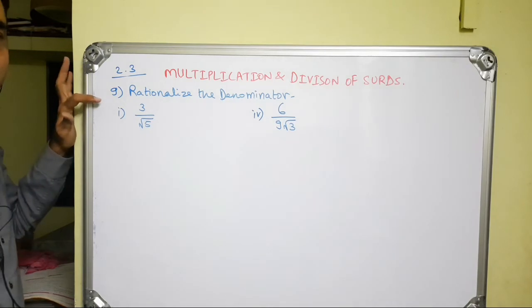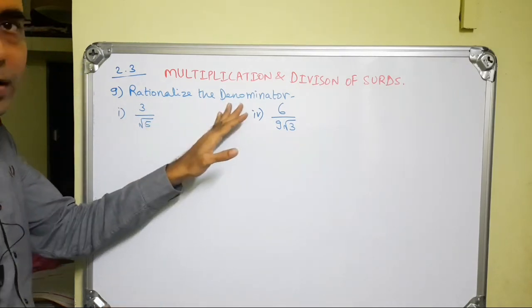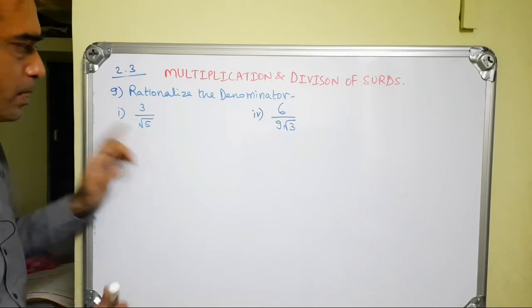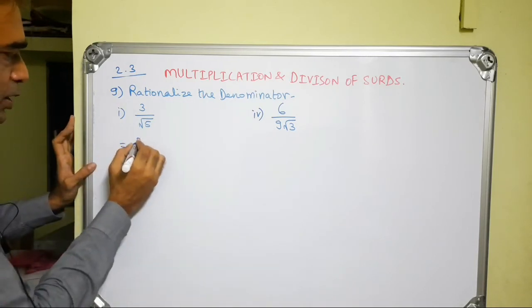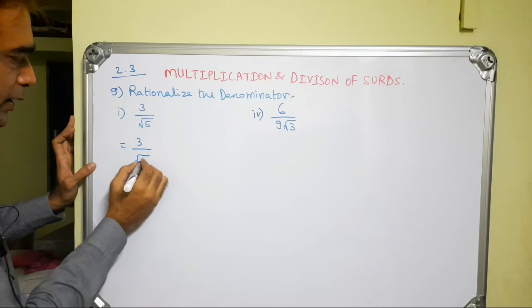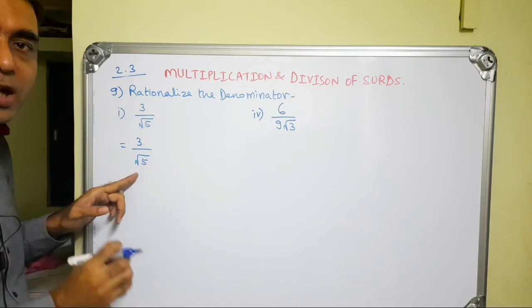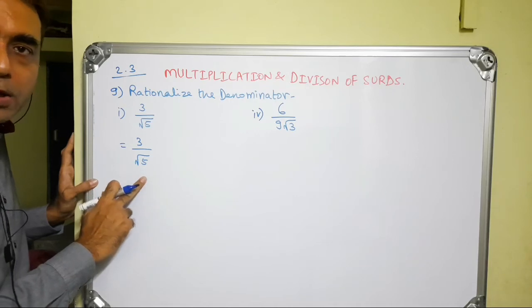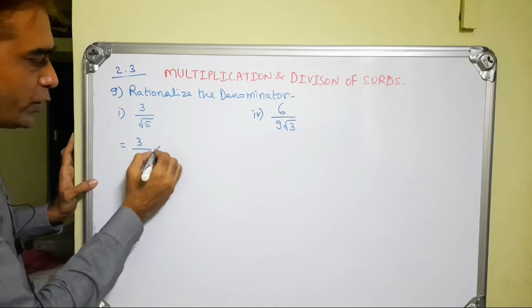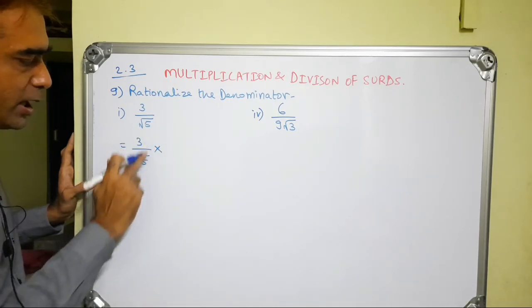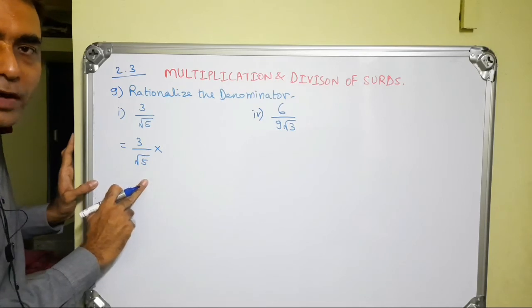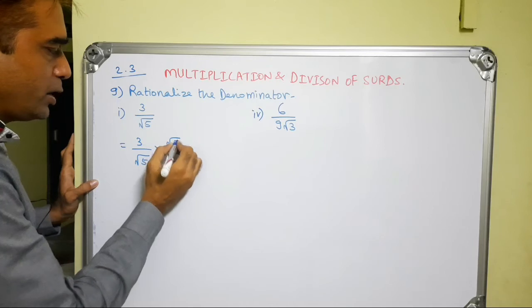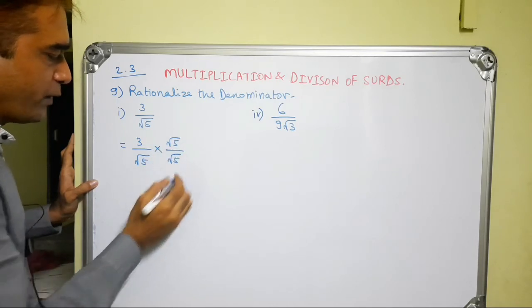Now we'll solve question number 9. Rationalize the denominator. We have to make the denominator a rational number. So 3 upon root 5. Now tell me, what is the rationalizing factor of square root of 5? It is also again square root of 5. So what we'll do, we'll multiply both the numerator and denominator by the same irrational factor, that is root 5, so into root 5 upon root 5.